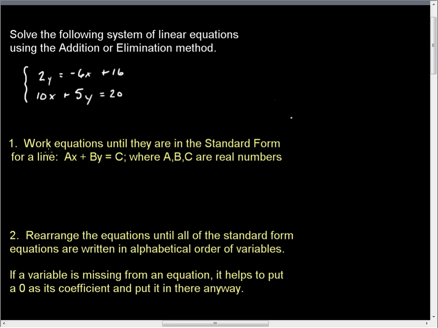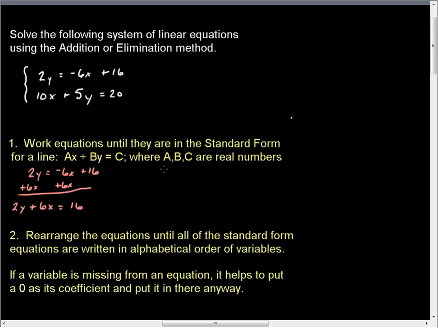I'm going to have the top one be red, and I'm going to solve it so that it has all my x's and y's on one side and my 16 on the other. So I have 2y equals negative 6x plus 16. I'm going to add 6x to both sides to move it over to the left side. Now, I'm doing this on purpose, but this is 2y plus 6x equals 16. If you recognize what I did wrong, I'm doing it on purpose. If you don't recognize what I did wrong, give me about 30 seconds.